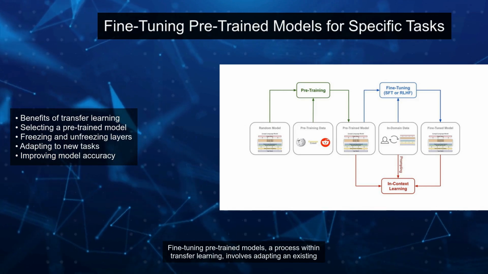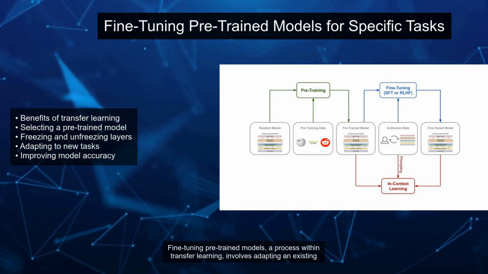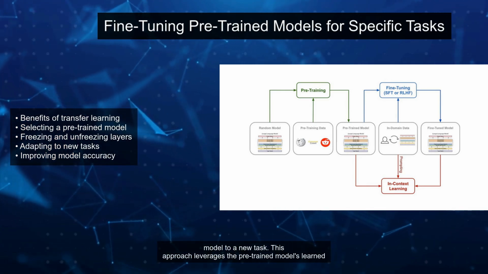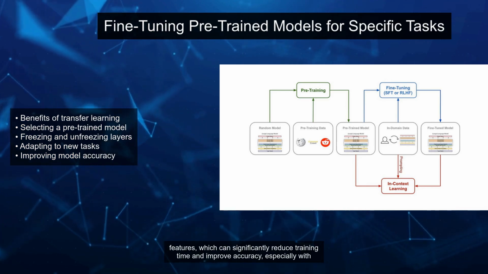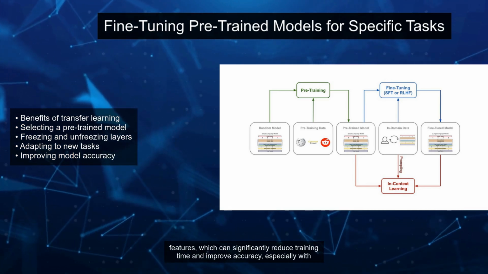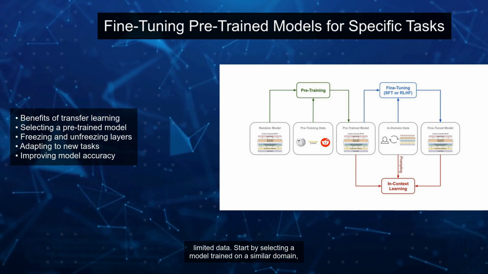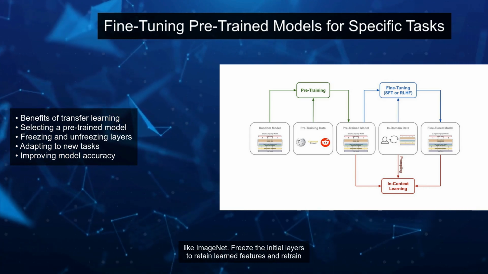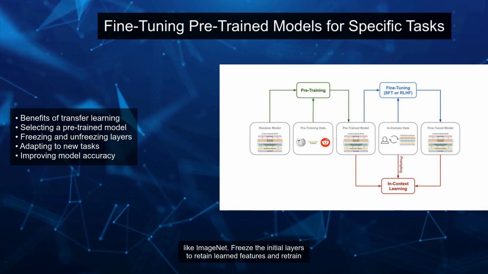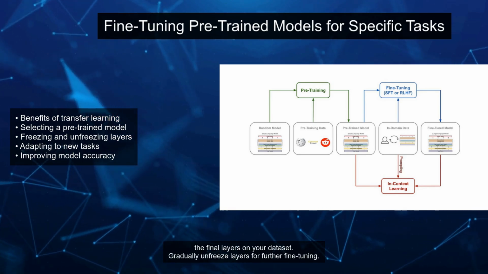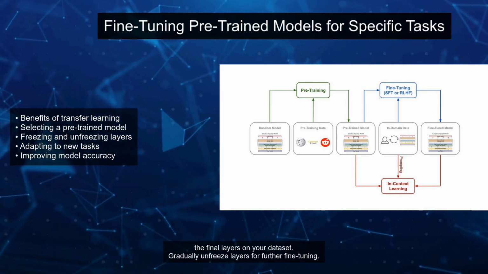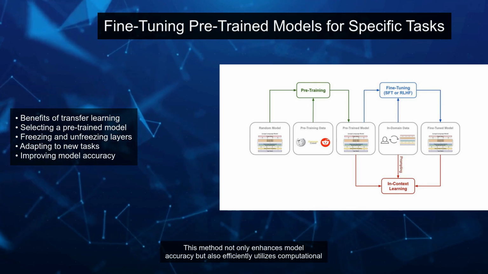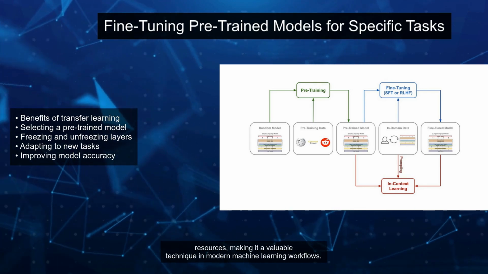Fine-tuning pre-trained models, a process within transfer learning, involves adapting an existing model to a new task. This approach leverages the pre-trained model's learned features, which can significantly reduce training time and improve accuracy, especially with limited data. Start by selecting a model trained on a similar domain, like ImageNet. Freeze the initial layers to retain learned features and retrain the final layers on your dataset. Gradually unfreeze layers for further fine-tuning. This method not only enhances model accuracy but also efficiently utilizes computational resources, making it a valuable technique in modern machine learning workflows.